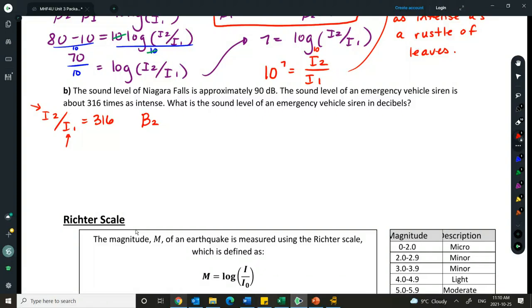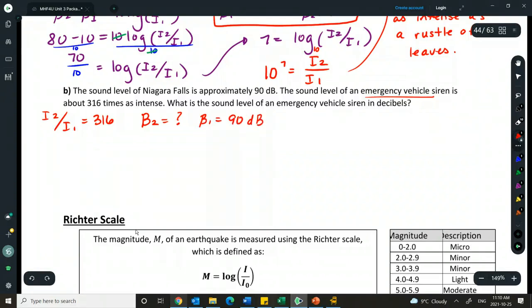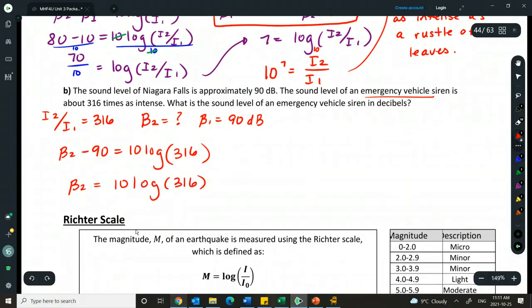That's less than 1. So I'm going to make beta 2 the question mark because we're trying to find the emergency vehicle level. And I'm going to make beta 1 the less intense sound, which will be 90 decibels. And then we're just going to plug it all into the formula. So we'll have beta 2 minus beta 1 is equal to 10 times the log of I2 over I1, which we decided was 316. And all I need to do to get beta 2 is just calculate this whole thing and move the 90 over to the other side. So it'll be log of 316 times 10, and then you're going to add 90 to that answer.